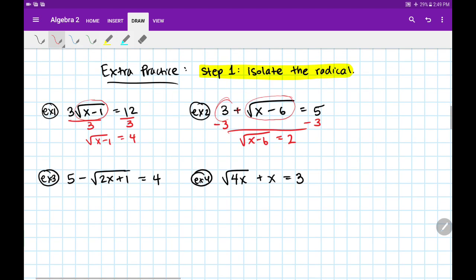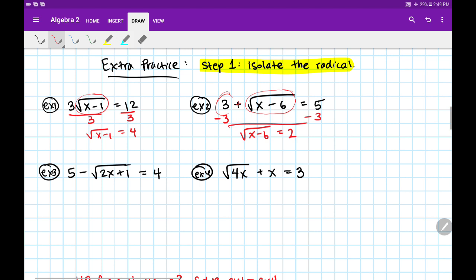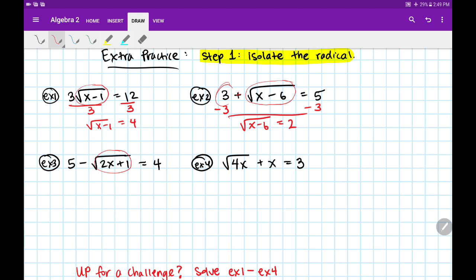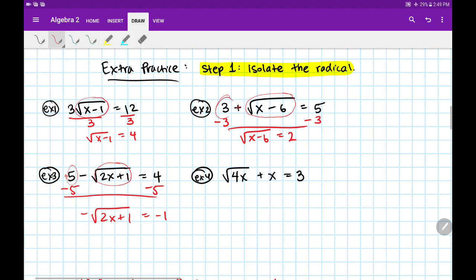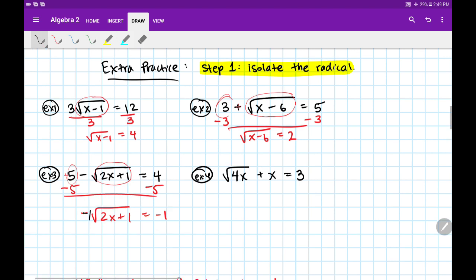All right, in example 3. This is a two-stepper. So first, to get our radical by itself, we'd have to get rid of this 5. Technically this is a positive 5, so we'd have to minus 5 on both sides. And then in the next step, we still have a negative out in front. That means that there's a negative 1 times. So to get rid of it, we divide both sides by the negative 1. We get root 2x plus 1 equals 1, and now we could square both sides.